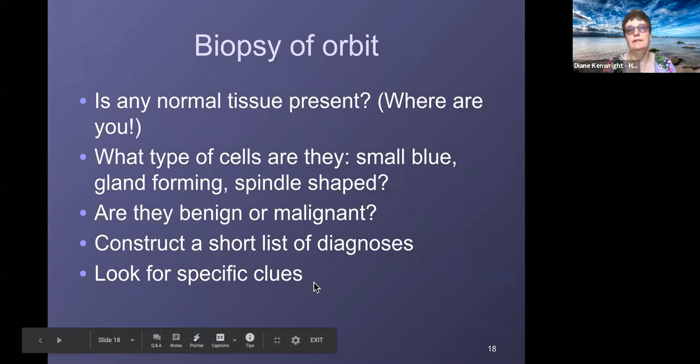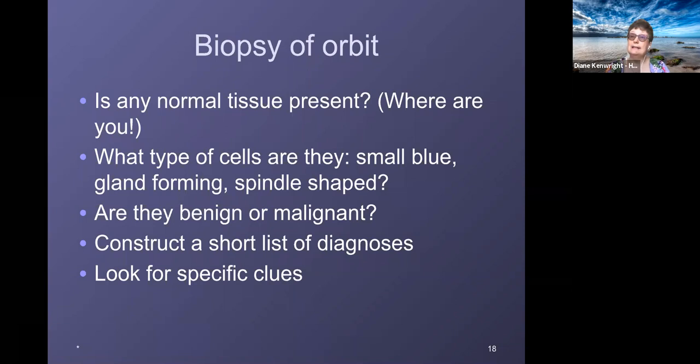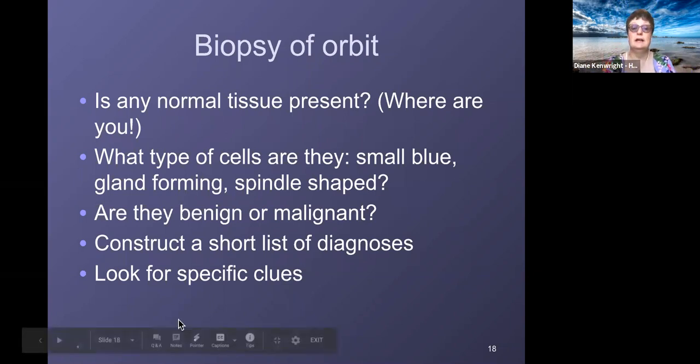For example, if you are in the orbit, in the lacrimal gland, and you have a tumour, then realistically, there's only 2 tumours it's going to be, adenoid cystic or pleomorphic adenoma. So you can look for specific clues if you know them, but you do need to have learnt what to look for.